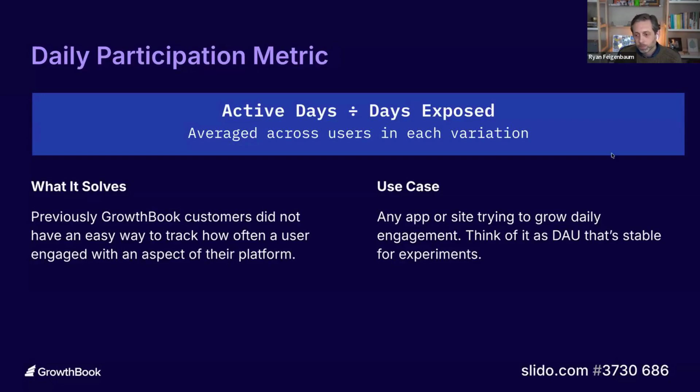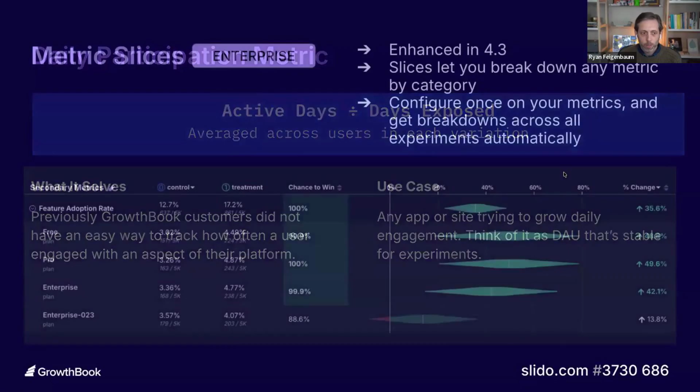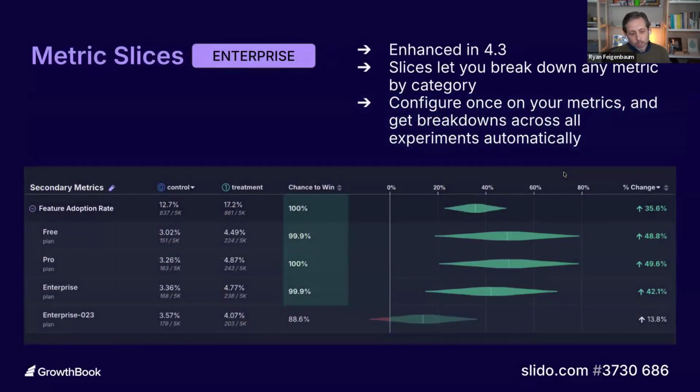But again, if you have questions about this, feel free to add them. I'm going to move to our next one here, and this is metric slices. And metric slices, the more I use them, the cooler they are. I love it. Note that this is an enterprise feature, but we released this in 4.2, but in 4.3, we've gotten just like a huge upgrade to this.